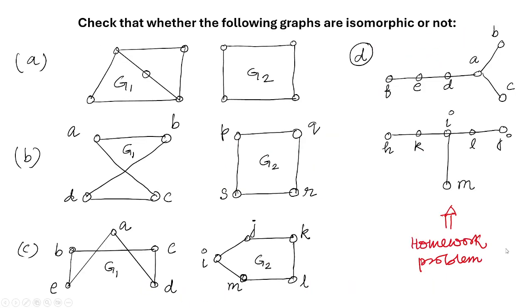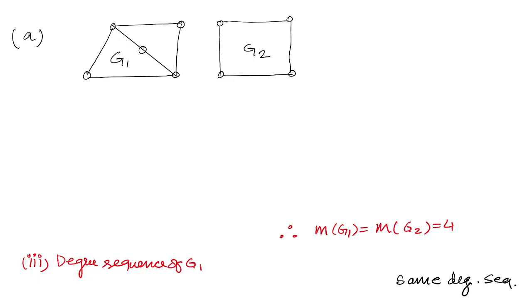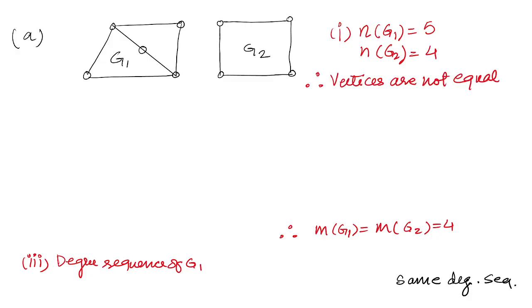So let us take one more example. In this particular example, if you evaluate the number of vertices, then in the first graph, 5 vertices are there. In the second graph, how many vertices are there? 4. So the first option is wrong. Therefore, they are not at all isomorphic. So G1 and G2 are not isomorphic. You didn't have to check for further conditions.